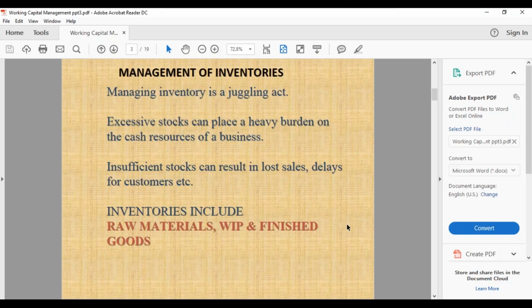Management of inventories is very important because if you have too much inventory and it sits idle, it will not be productive. And if you do not have sufficient inventory, you will not be able to meet the demands of your clients. You'll not be able to make enough sales. So it's important to have enough inventory on hand. Inventory includes raw material, work in progress, and finished goods. So it's very important to strike the right balance between the two, and to have the right amount of inventory.